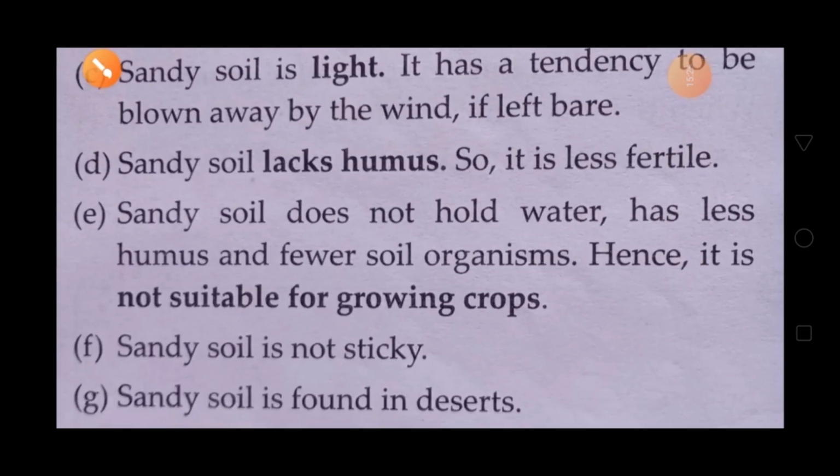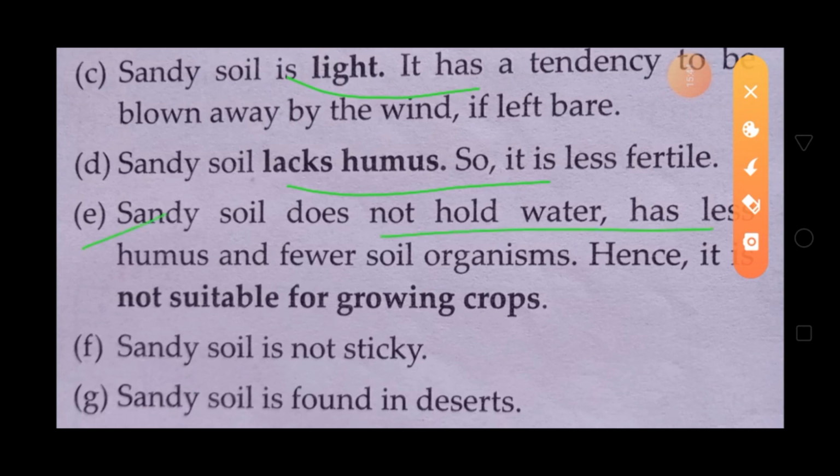Sandy soil is light soil, its weight is very low. Sandy soil lacks humus, and if it lacks humus, then it is less fertile. Sandy soil also does not hold water, so it is not suitable for growing crops. Sandy soil is not sticky, and it is found in deserts. So these are some features of sandy soil.